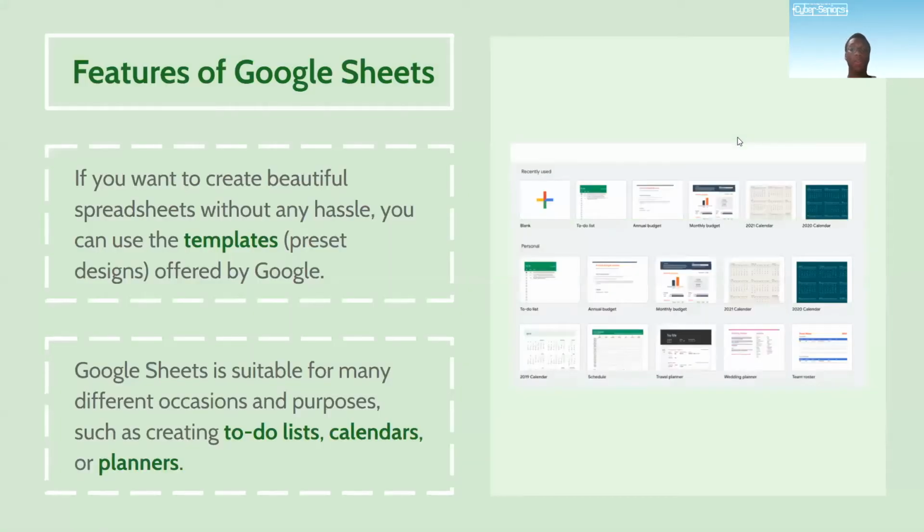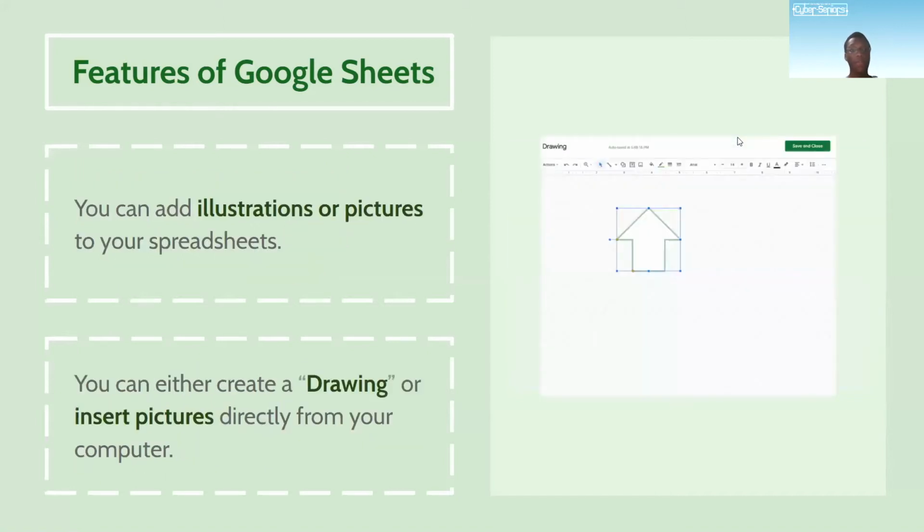Now let's look at some of the features of Google Sheets. If you want to create beautiful spreadsheets without any hassle, you can use the templates offered by Google. Templates are just preset designs that you can go in and edit. Google Sheets is suitable for many different occasions and purposes, such as creating to-do lists, calendars, or planners. Another feature is that you can add illustrations or pictures to your spreadsheets. You can either create a drawing or insert pictures directly from your computer.